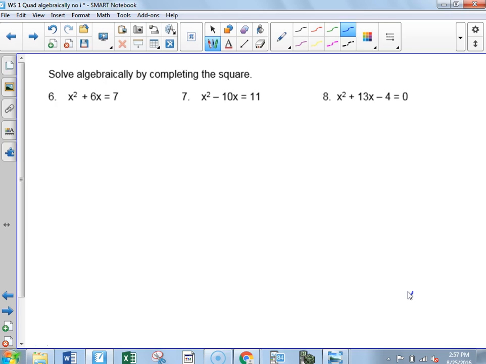Unfortunately, completing the square is really important in pre-calculus. It is important to find the vertex of a parabola. It's important to find the center of a circle. It's important to find the center of a hyperbola or an ellipse. It's not called the center. It's a hyperbola, but all right.